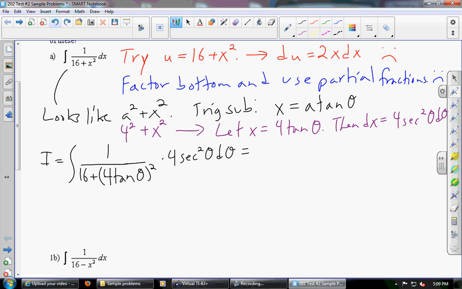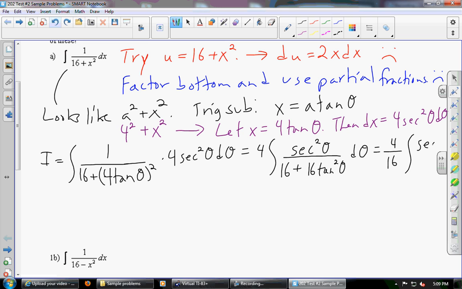Okay, let's keep going with this. I'm going to bring the 4 out in the front. I'm going to put the secant squared upstairs, downstairs 16 plus. Now we're going to square the 4 and the tan. So we get 16 tan squared theta, d theta. We can pull 16 out of both things in the bottom, and I'm going to pull that 16 right out to the front of the integral. So we have secant squared theta over 1 plus tan squared. After we pull both 16s outside, d theta will squeeze in there.